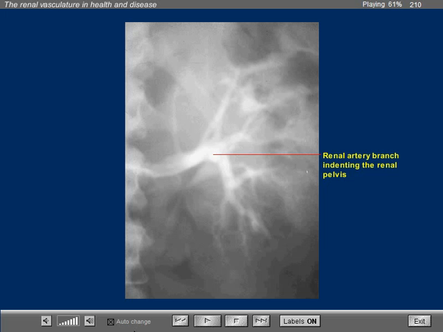So one differential diagnosis to entertain in individuals who have lost weight or have very little renal sinus fat, in the differential diagnosis of a filling defect at the level of the renal pelvis or infundibuli or calyces, may be the absence of fat and indentation of these structures by a branch of the renal artery or of a renal vein.